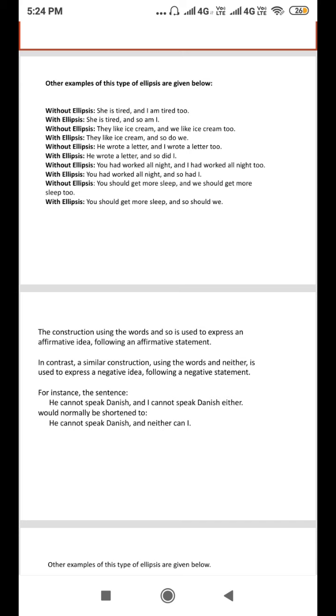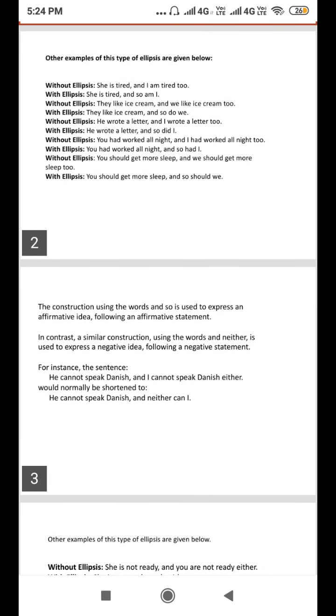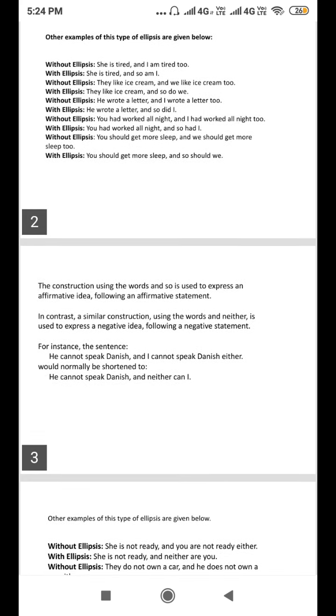Without ellipsis, they like ice cream and we like ice cream too. Becomes with ellipsis, they like ice cream and so do we. Without ellipsis, he wrote a letter and I wrote a letter too. Becomes he wrote a letter and so did I. Without ellipsis, you had worked all night and I had worked all night too. Becomes you had worked all night and so had I.